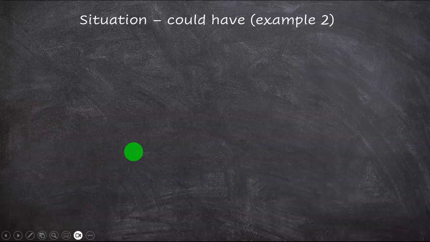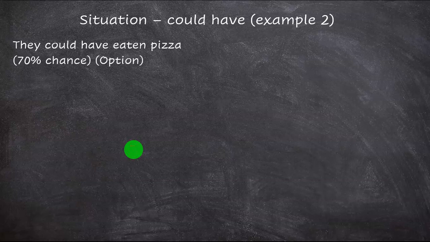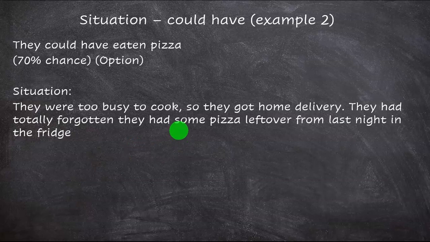Let's take another example of could have. They could have eaten pizza, 70% chance, an option. Situation: they were too busy to cook, so they got home delivery, which means that they ordered from outside. They had totally forgotten they had some pizza left over from last night in the fridge.